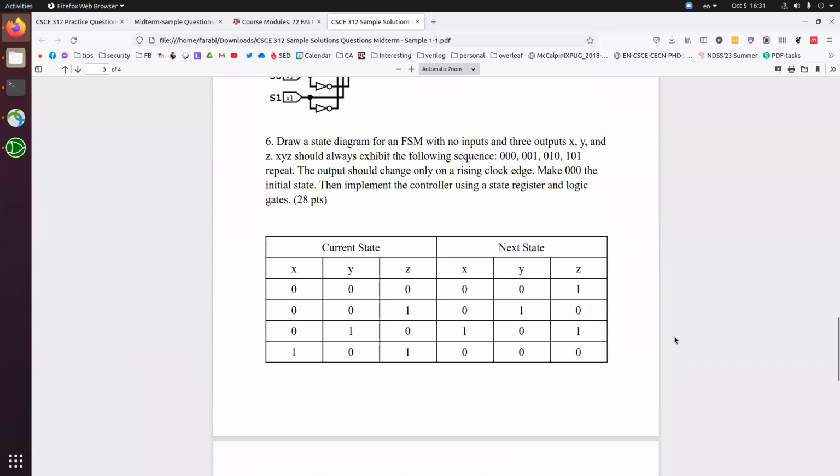So in this case, we have 1 only when a certain combination of XYZ is there, right? If X is 0, Y is 1, Z is 0, only in that case do we have X equals 1. In all the other cases, X should be 0. That's essentially the information we want. And based on this information, we can set our D flip-flop.